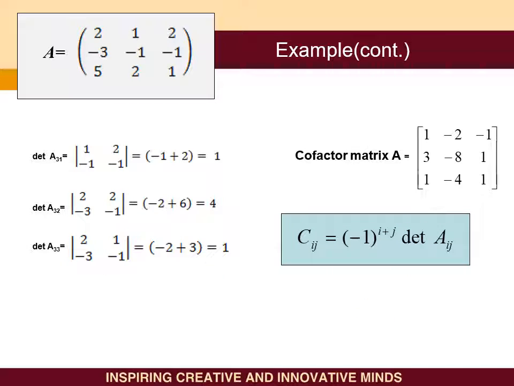Again, do the same thing for the third row, whereby you will find the determinants and insert the determinants inside this equation. Then you can find the cofactor matrix for the third row.